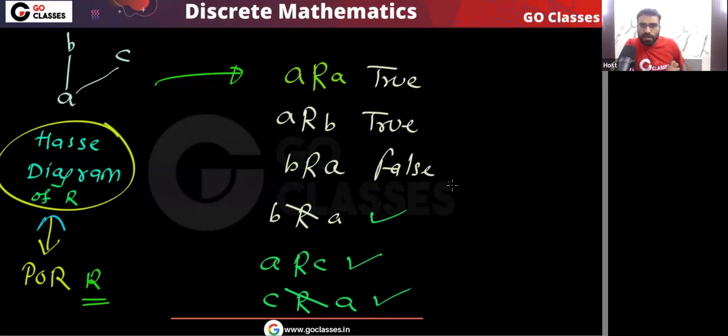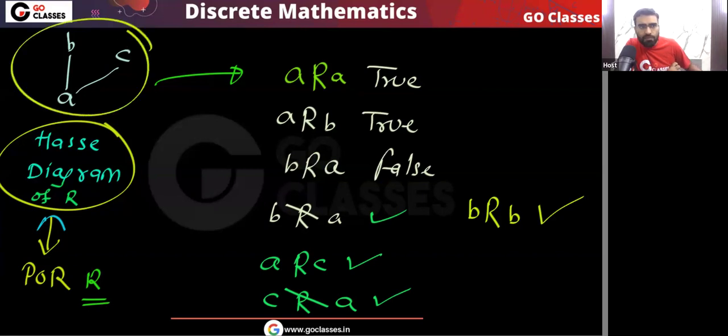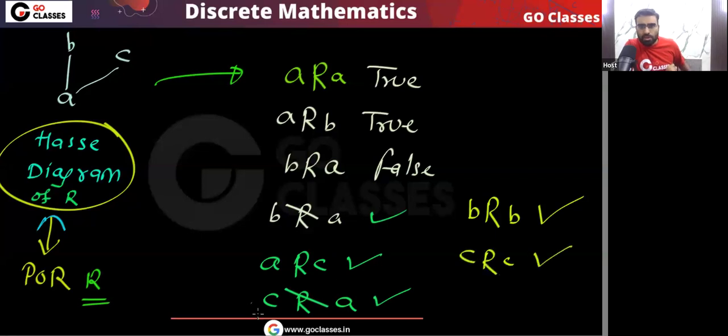Very simple point. Can I say B is related to B? Yes, B is related to B. In the hash diagram, we do not show the reflexive property. We do not show the self loop, but reflexive property is always there. Every partial order relation is reflexive, antisymmetric, transitive. Similarly, C related to C is also there. Very simple.